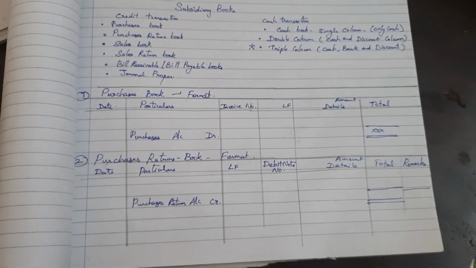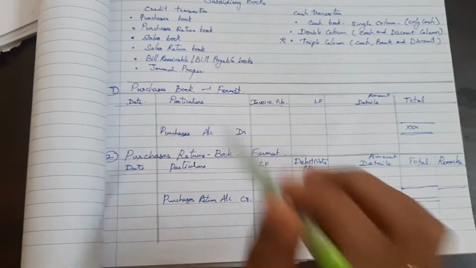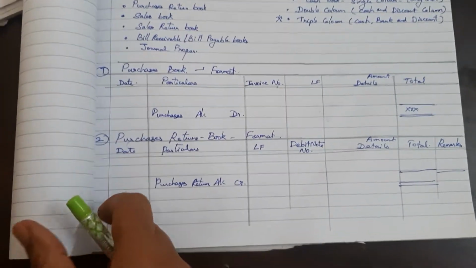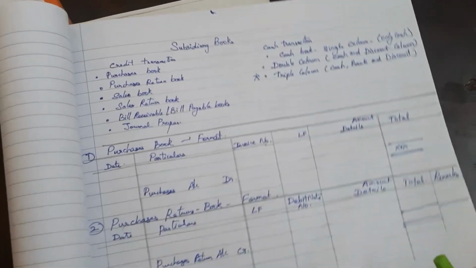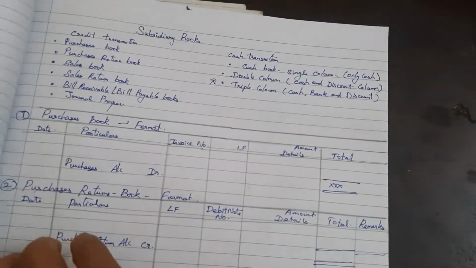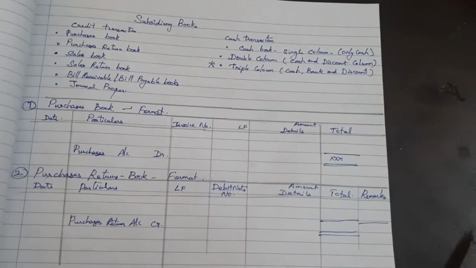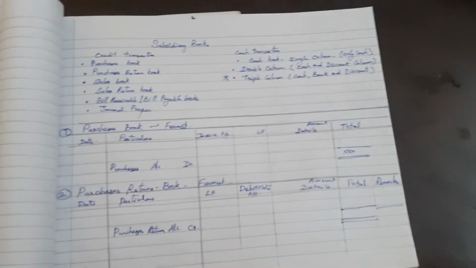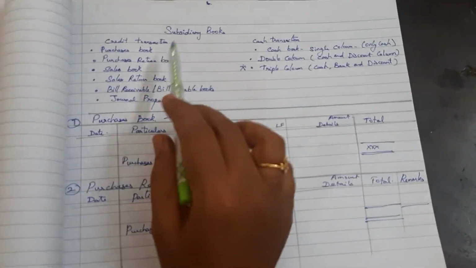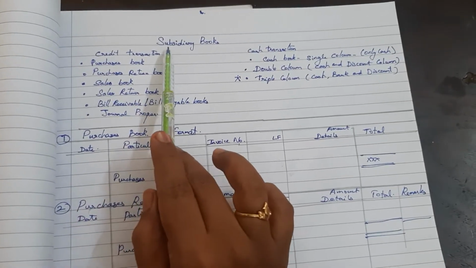In today's class, we are going to see the next most important topic in 11th standard, that is subsidiary books. Okay, so we'll move on to such an easy thing, unlike journal, ledger, trading, balance sheet, all those stuff. It's very easy. That is subsidiary books.